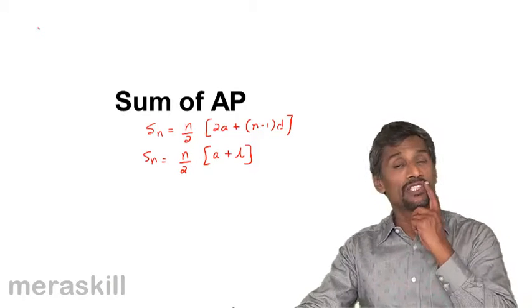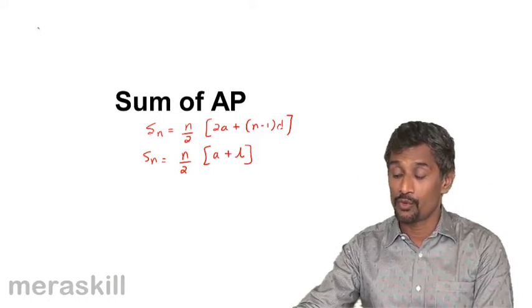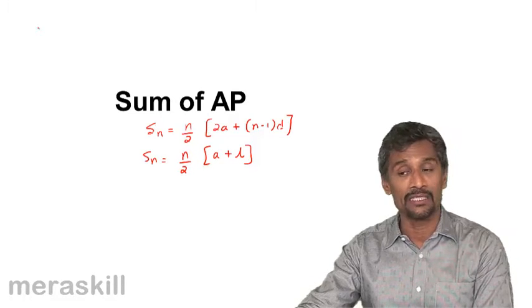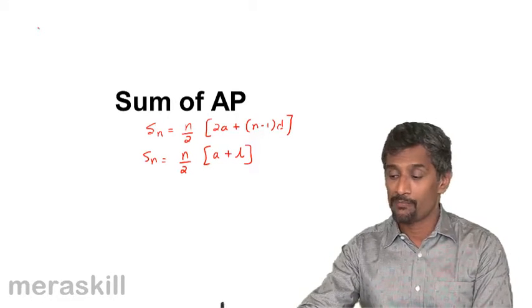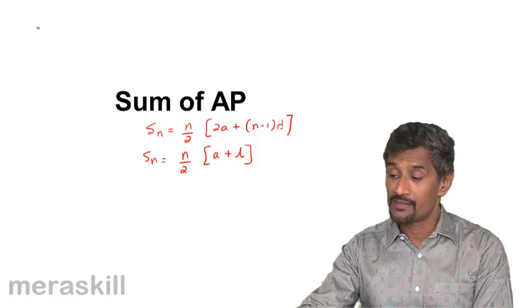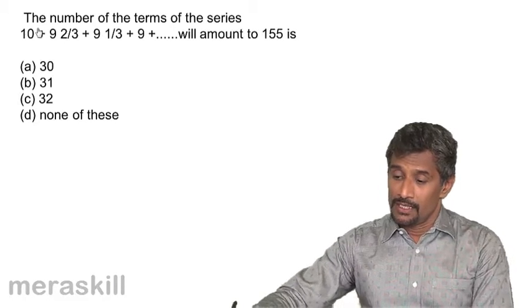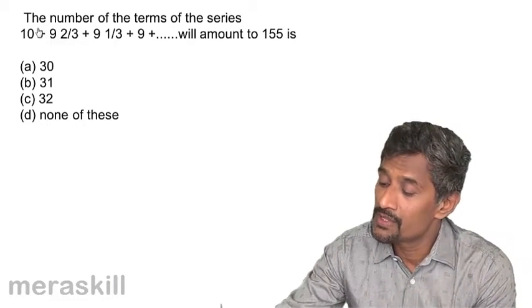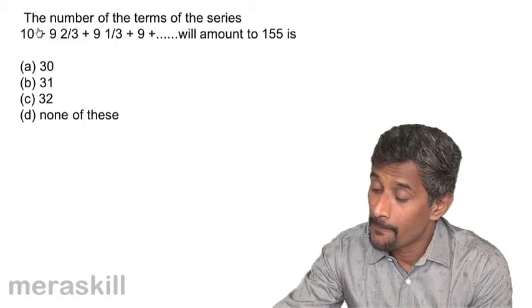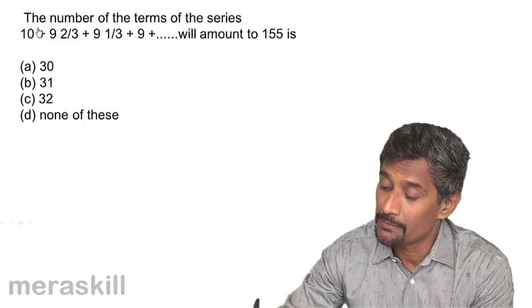So according to the situation, if you know the first term and the last term, we can use this formula. If you know only the first term and d, use this particular formula. So this formula shall be used further ahead. So, sum of the terms of the series 10 plus 9 and 2 by 3 plus so and so.